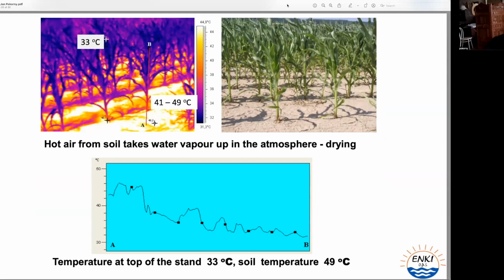Corn, because it doesn't have any vegetation down or any weeds, has soil temperature 40 to 50 degrees and top temperature 33. So there is still a flux of warm air from down up. And this is the way how we are losing water. Next.